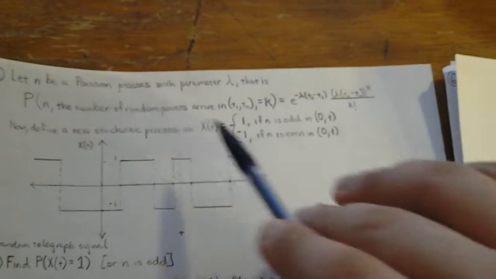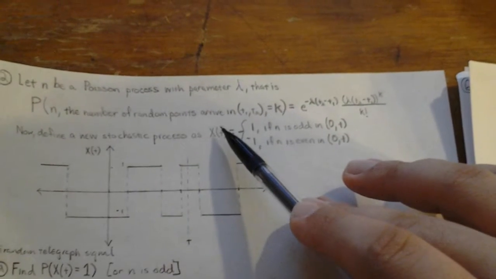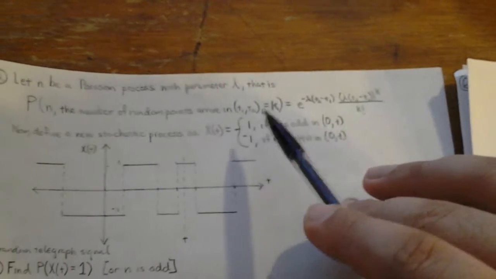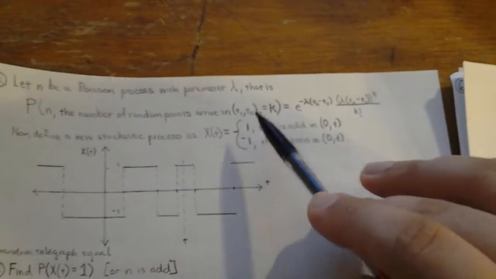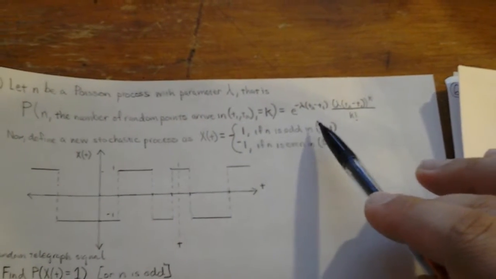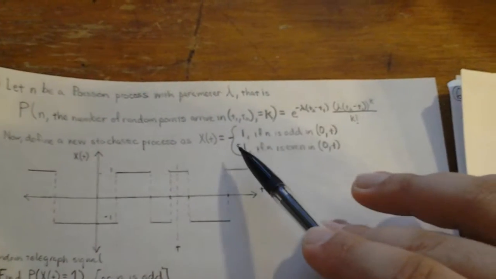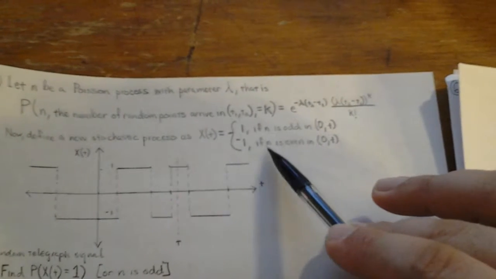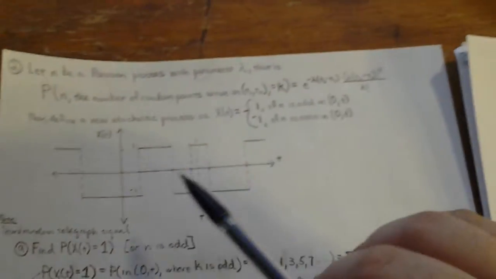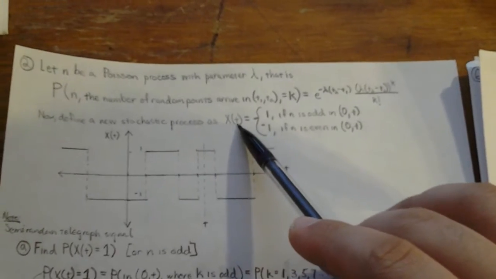Furthermore, we define a stochastic process for our equation. So basically, we define a variable x in terms of time t. The way we define it here is as 1 if the number of random points is odd between time point 0 and some unknown time point t, and as -1 if that n is even within that interval between 0 and t. And the problem gives us a basic breakdown of how we define x of t right here.